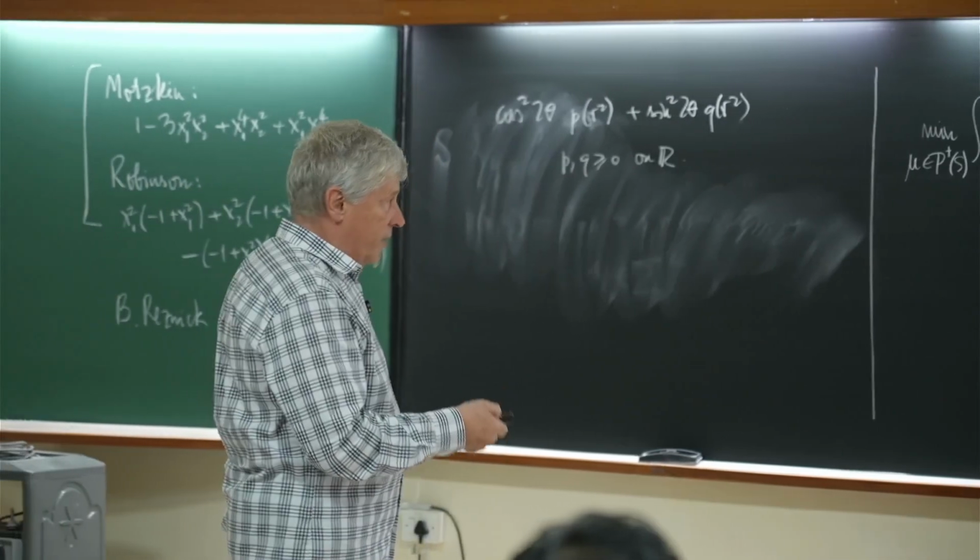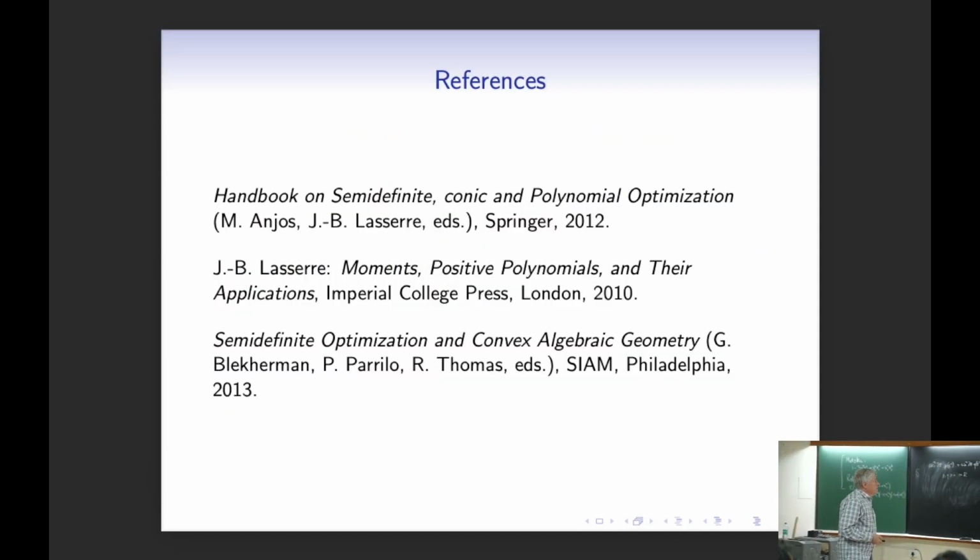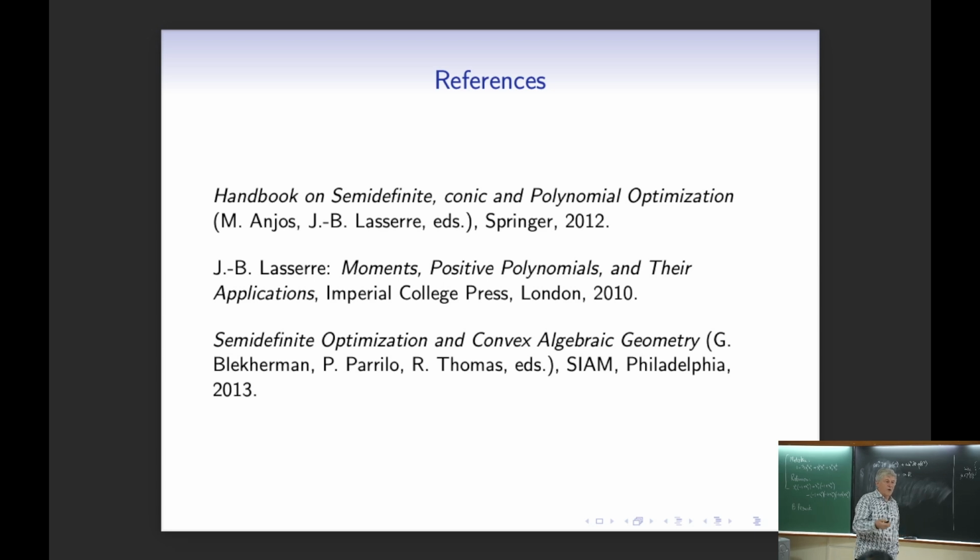So I'll show you my collaborators, and then I'll make some comments. More recent references for the applications. This has exploded. Now it's way too big to cover in one lecture. This semi-definite conic polynomial optimization is a handbook which contains ample articles on the optimization method of Lasserre. Then Jean-Bernard has quite a few books. Look at the early one. The more recent ones go into PDEs, into more sophisticated things. And there is a collection of articles, semi-definite optimization and convex algebraic geometry, edited by Greg Blekherman, Pablo Parrilo, Rekha Thomas, and much more.